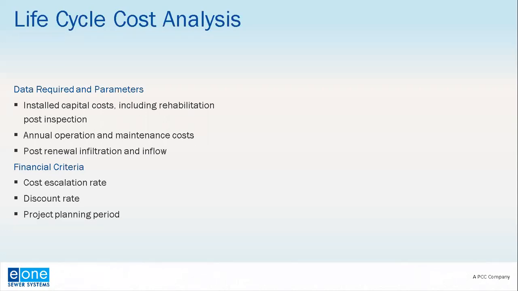What's the annual operation and maintenance costs expected to be? Post-renewal, I&I, these are all things that we're looking at. And also financial criteria. What's the cost escalation rate likely going to be? What's the discount rate? And of course, what's the project planning period that this is all going to fall within?